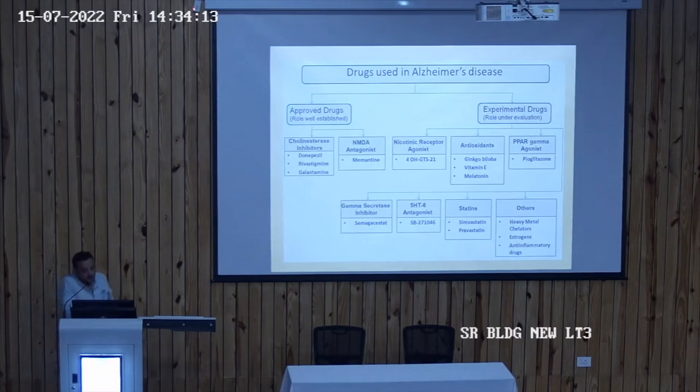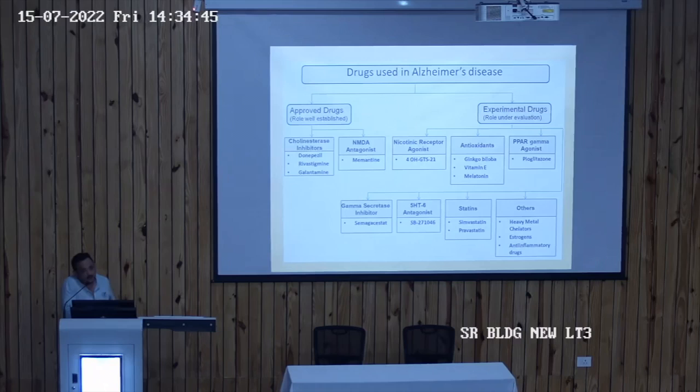So, approved drugs: cholinesterase inhibitors, donepezil, rivastigmine, galantamine. These are cholinesterase inhibitors that have to be added. उसके अलावा we can add memantine along with them. Nicotinic receptor agonist. This is an experimental drug still under trial. 4-OH-GTS21. That is under trial.